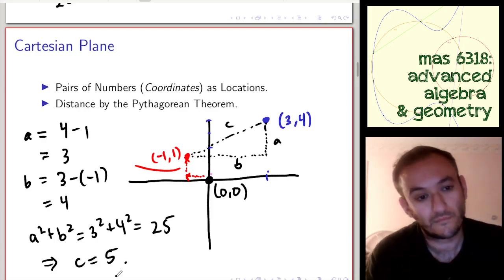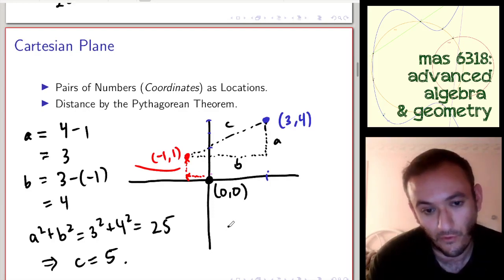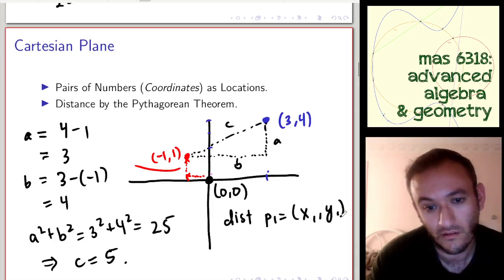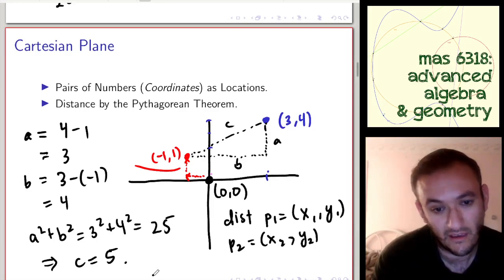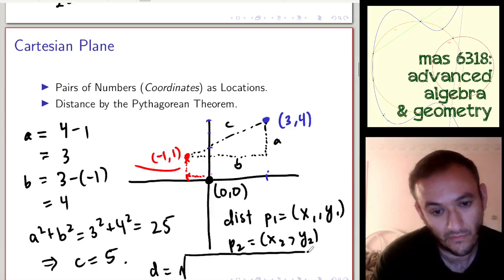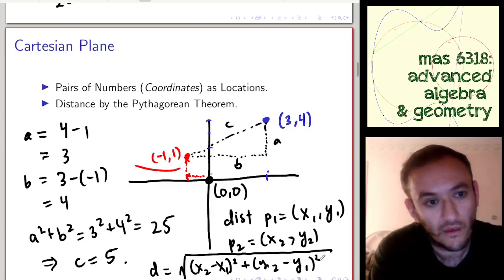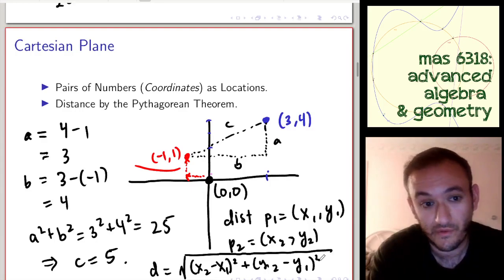Okay? So here we used a formula for distance. The distance from point 1, which is x1, y1, to point 2, which is x2, y2, can be given by, if you write d equals the square root of (x2 minus x1) squared plus (y2 minus y1) squared. So that's how we get a distance formula using the Pythagorean theorem.